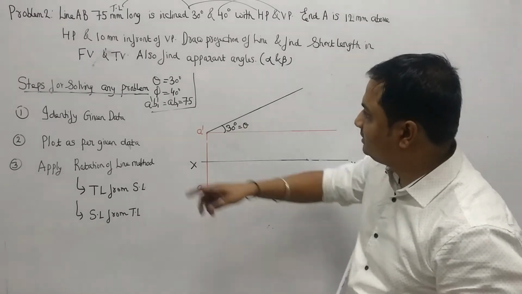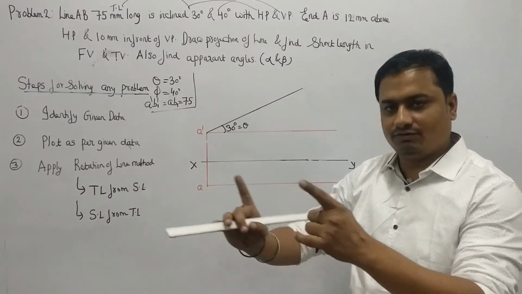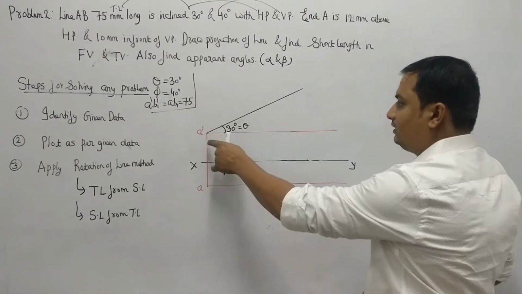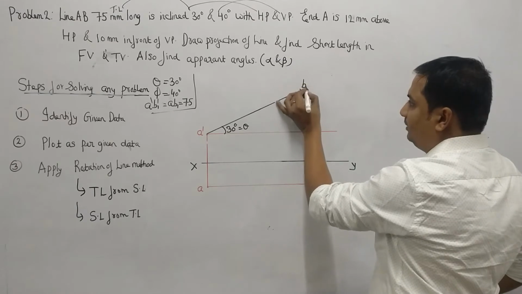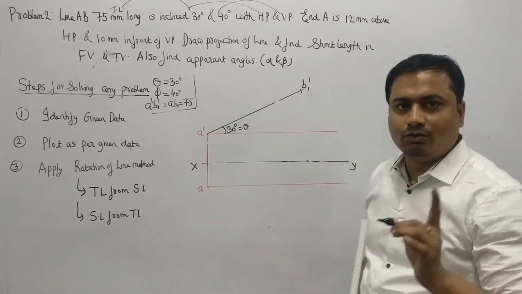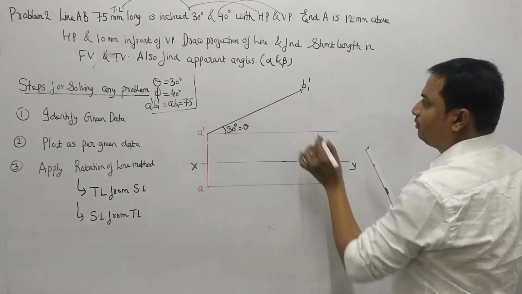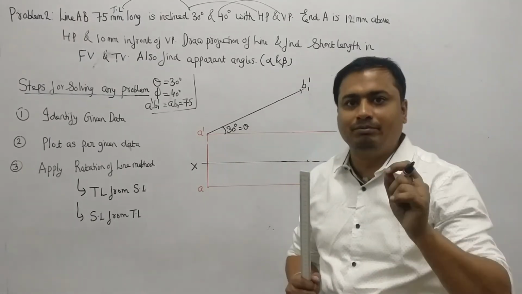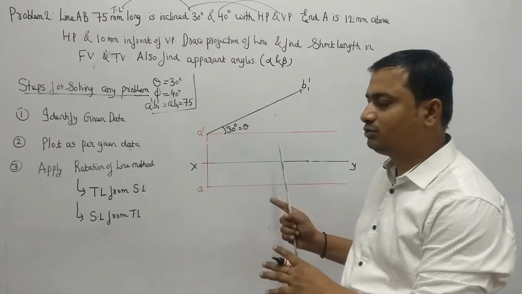Okay, now the true length is given to us, that is 75. So measure 75 by means of a compass and cut from this A dash. Wherever it cuts, that point will be B1 dash. Don't make a mistake here, because this is the true length. That point is going to be B1 dash, because B dash is the short length, but this is the true length, so this is B1 dash.